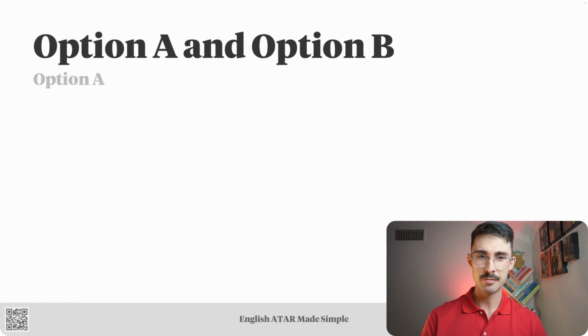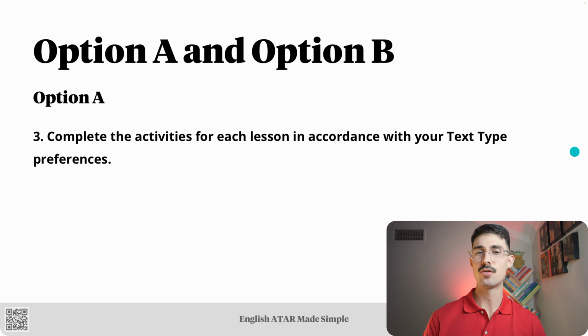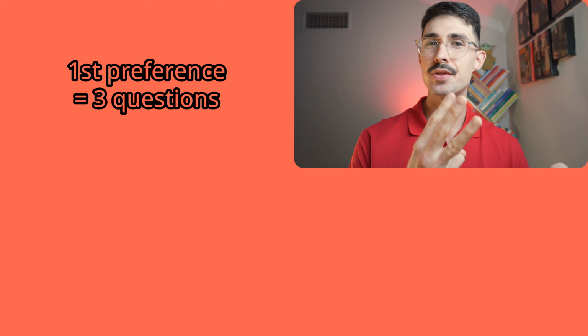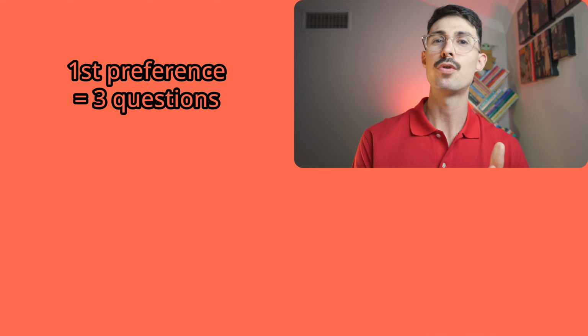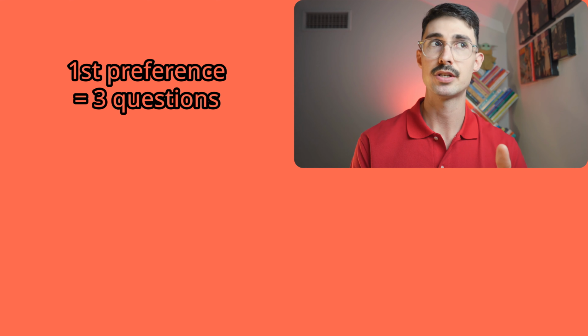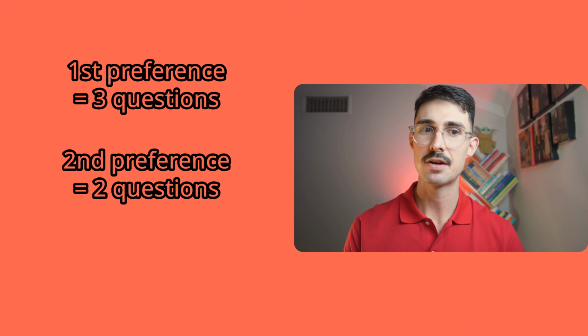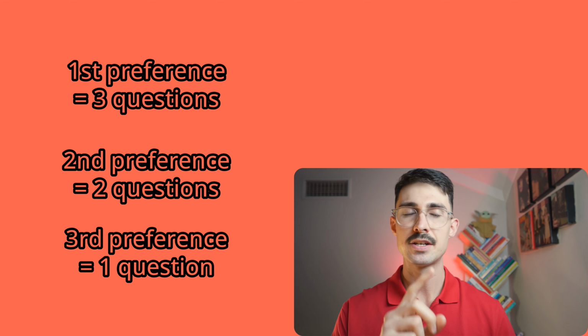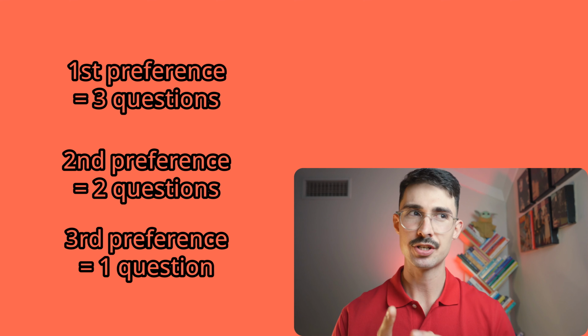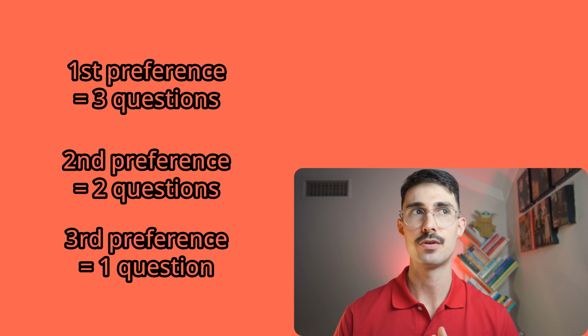Option A also means that you'll complete the activities for each lesson in accordance with your text type preferences. This means you'll answer 3 past WACE exam questions for the workbook activities that relate to your first preference, 2 past WACE exam questions for the activities that relate to your second preference, and 1 past WACE exam question for the activities that relate to your third preference.